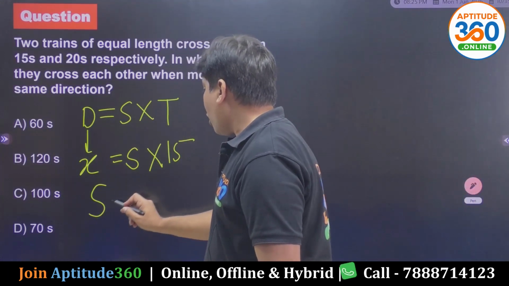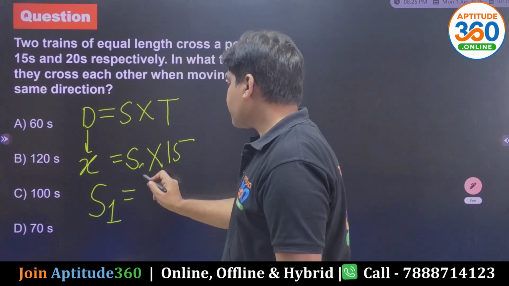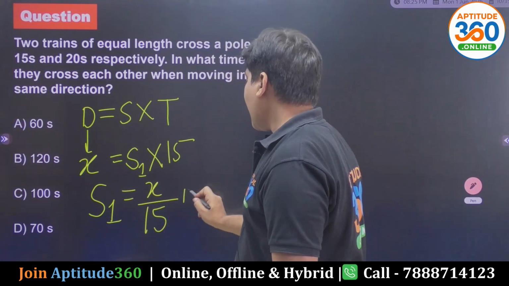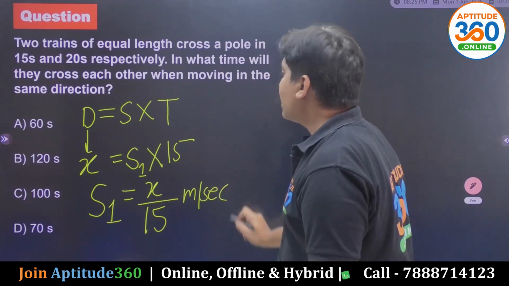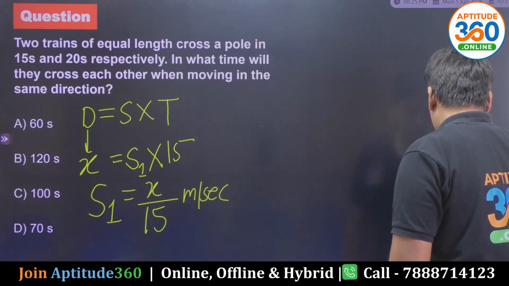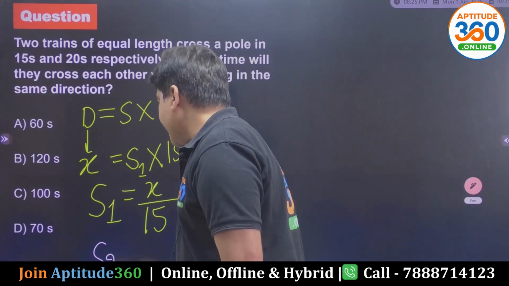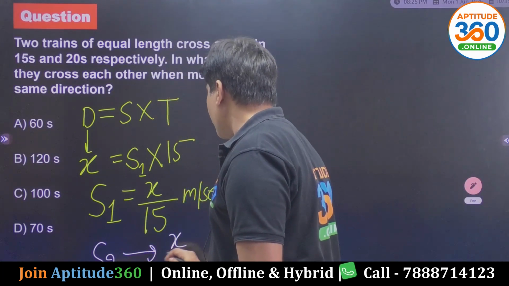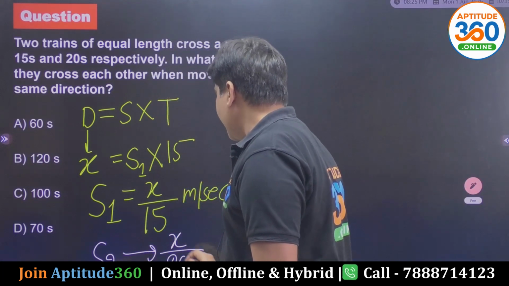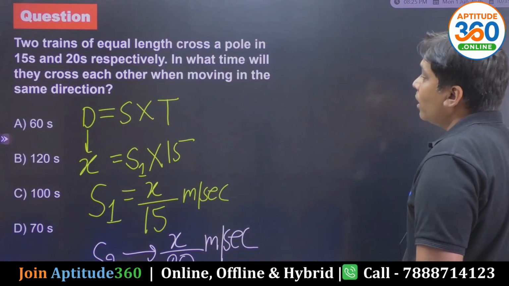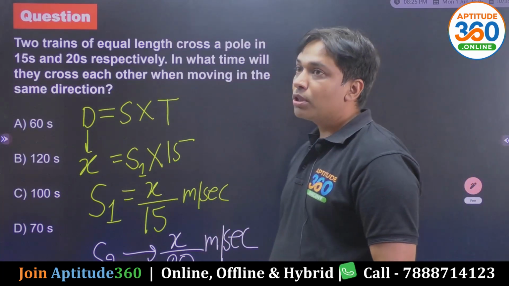So speed of the very first train should be total length of the train divided by 15, and that is meter per second. Similarly, you can find out what is going to be the speed of the second one. So speed of the second one is total length of the train divided by the time that it is taking to cross the pole. So we have found out S1 and S2.